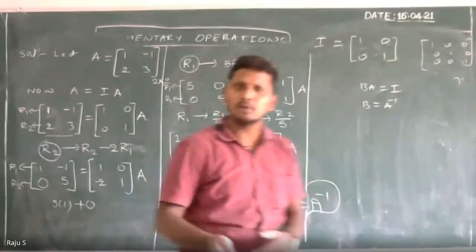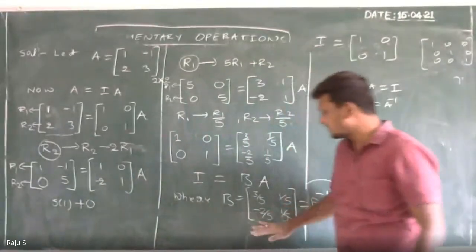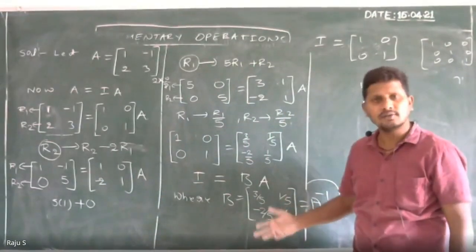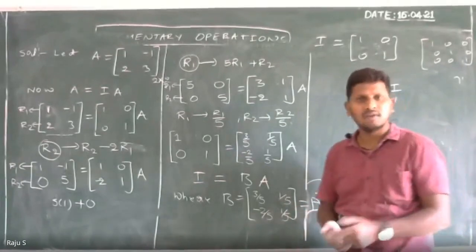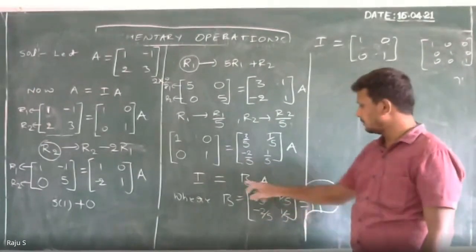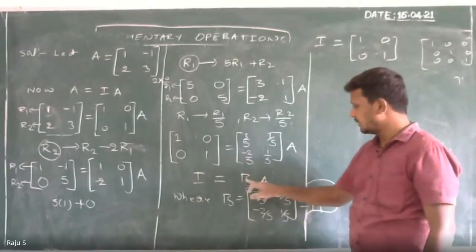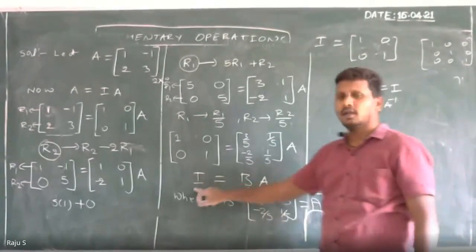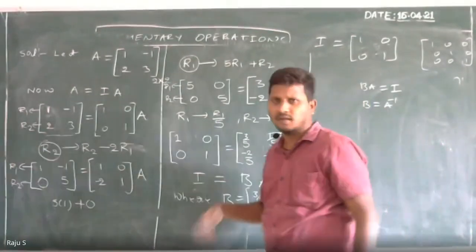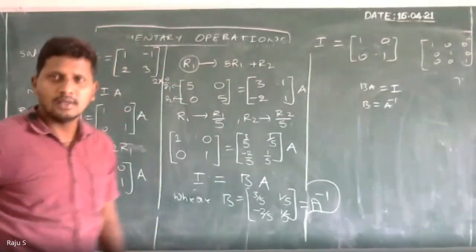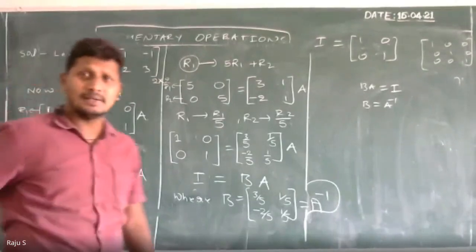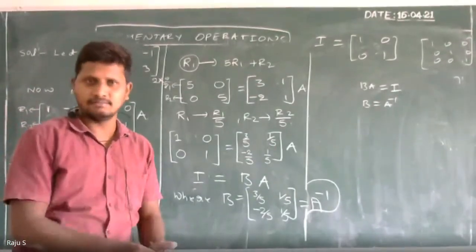Then how can you conclude that this is exactly the correct answer? How can you say that? We can't say directly. So if you want to, you can verify that. You can multiply B matrix and A matrix. It should be equal to identity. Definitely you will get identity. If you are not getting identity, you made a mistake somewhere.